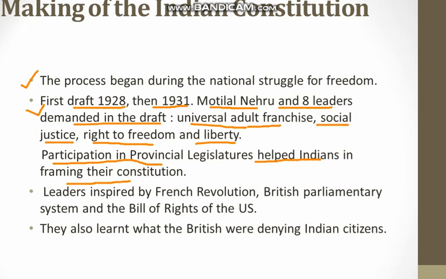When Indians participated in this legislative government, they got experience of how a country should be set up and how it can work. This helped them to form the new institutions of India. That is why the institutional details and procedures are included in the Indian Constitution, because the Indian leaders had gained experience with the provincial legislature elections.